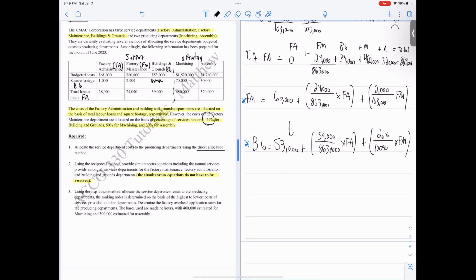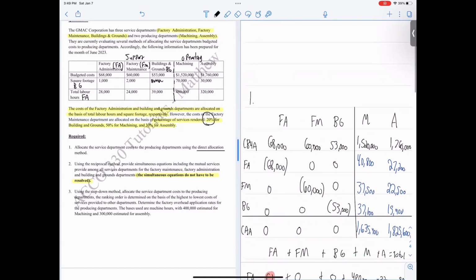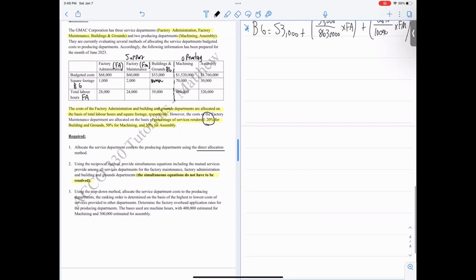Okay, so 53,000 is cost before allocation. That's the amount they use of the first support department. That's the amount they use of the next support department. So if you were to solve all these equations, guys, these are the numbers that would go into your table in these respective slots. And that is your answer to required 2.